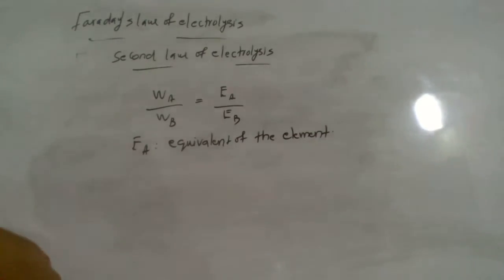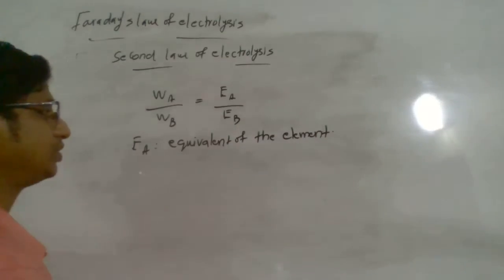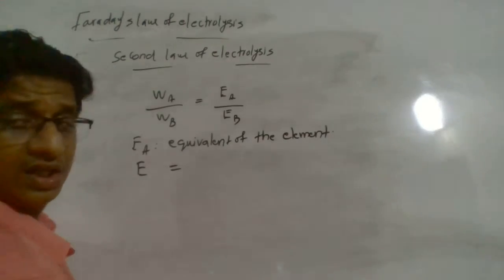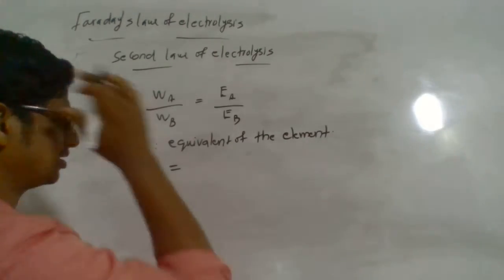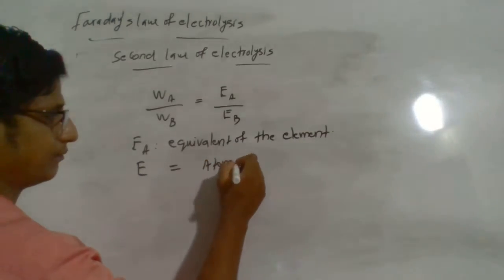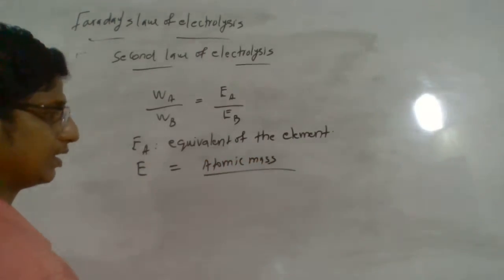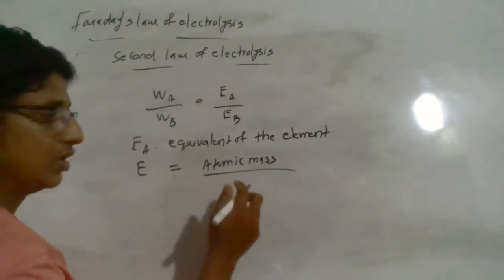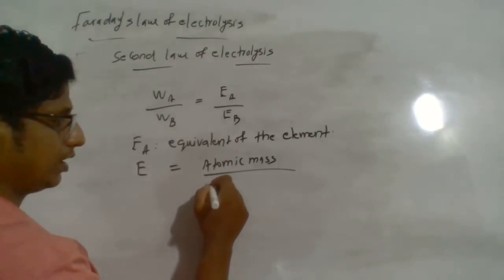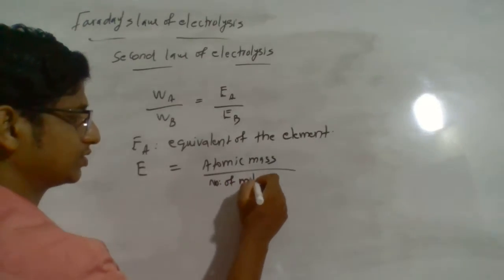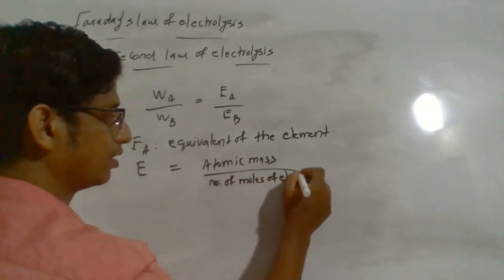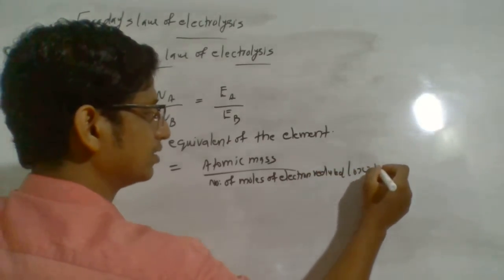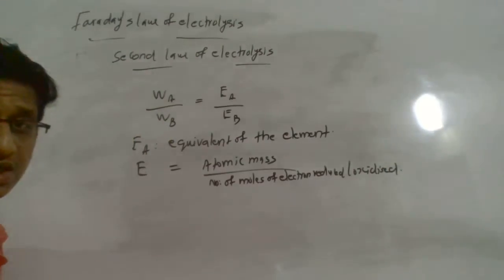Let us see how to find an equivalent mass. If we know the atomic mass, then the equivalent mass for species which undergo oxidation or reduction can be easily found: atomic mass divided by the number of moles of electrons reduced or released during oxidation, depending on whether the substance undergoes oxidation or reduction.